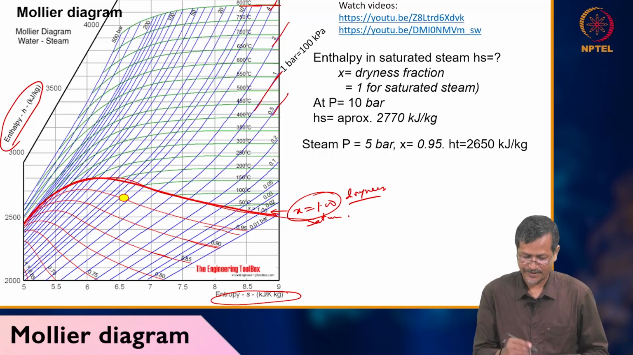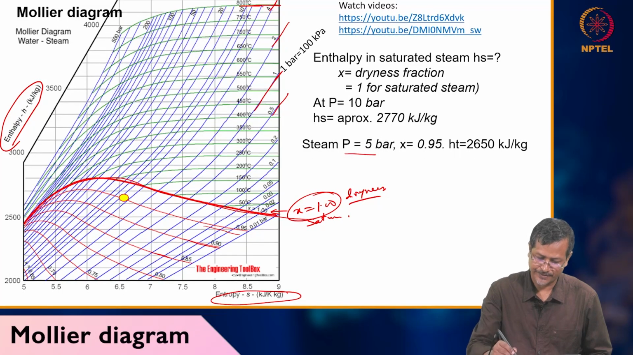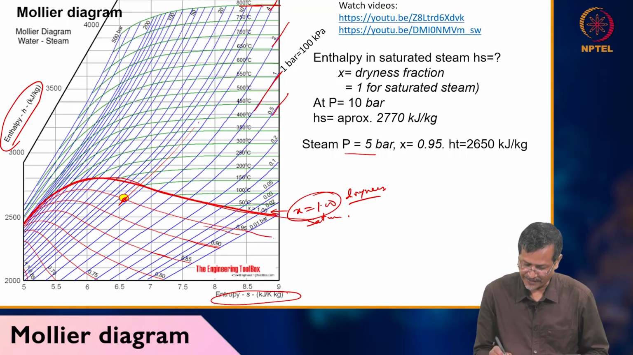Here you can see one example is given. Let's say pressure 5 bar is there. So 5 bar means you have to go to 5 bar, 2, 3, 4, 5. I think this one is about 5 bar. So it is 5 bar and x 0.95. You can see this x value 0.95 is given.